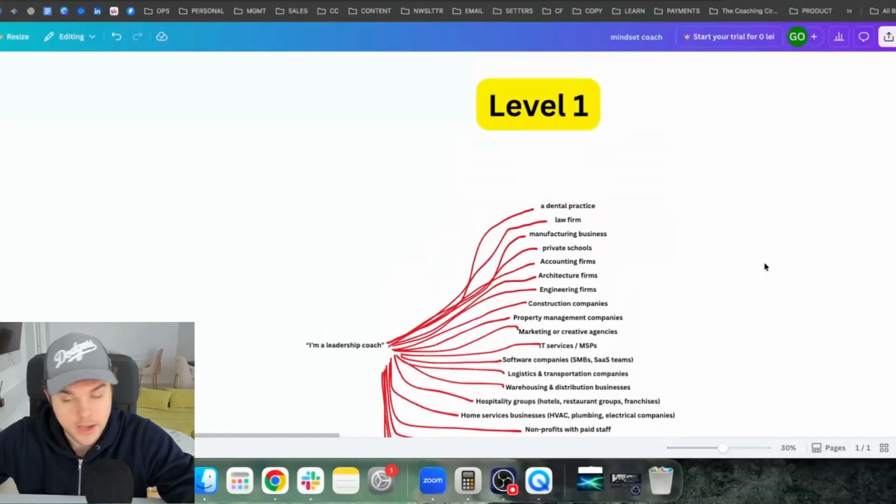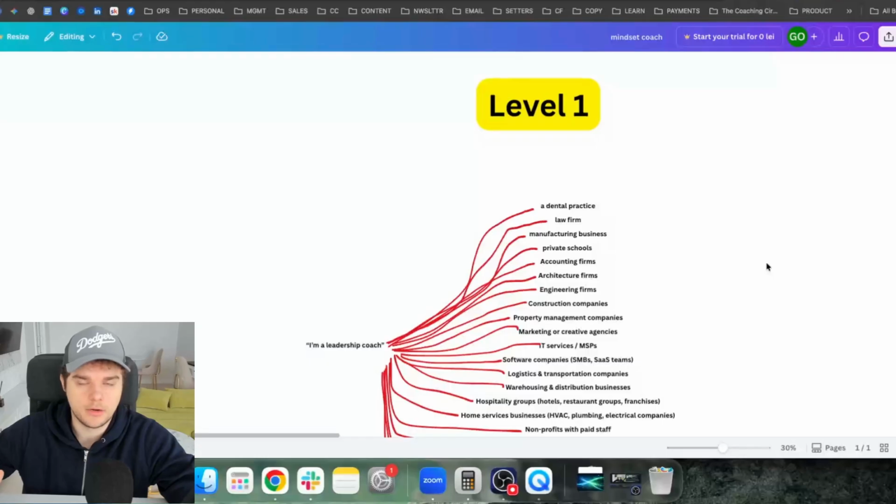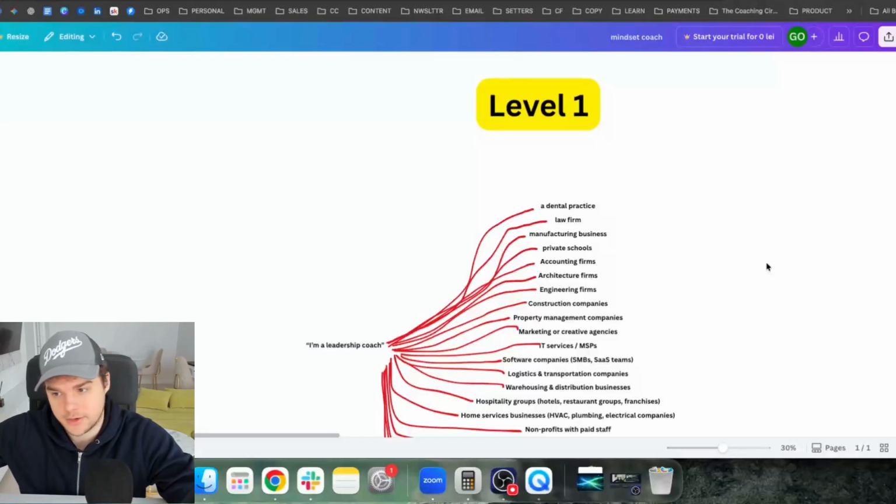This is level one. And again, if you're a level one, you're probably going to be struggling a lot to get clients from the cold market, right? So like brand new clients, to convert a stranger into a paying client. Now, this is level one, okay?